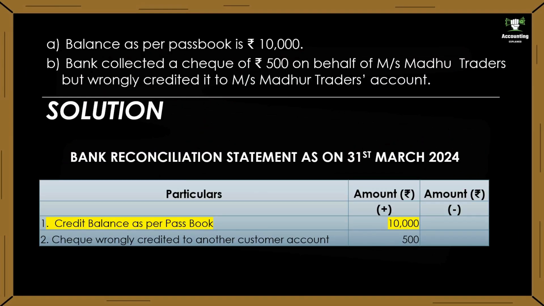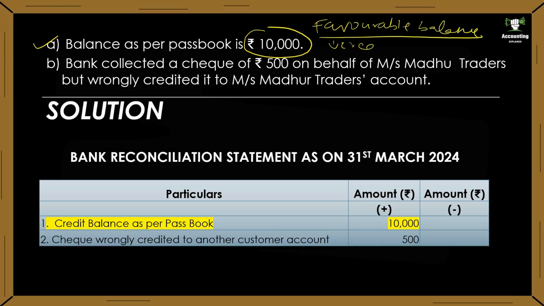Students, shall we solve the problem together? Rather than handling all transactions at once, we will solve them one by one, step by step. First, given balance as per passbook is 10,000. Balance as per passbook means you have to take it as a favorable balance. What is the favorable balance in the passbook? It is the credit balance. So the BRS heading is bank reconciliation statement as on 31st March 2024, and it has the columns of particulars, amount for additions, and amount for deductions.